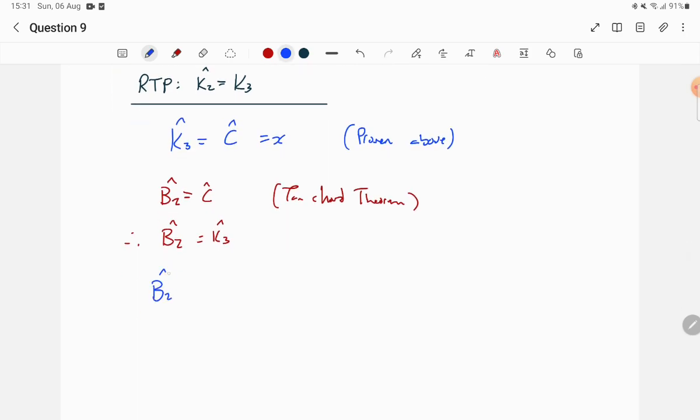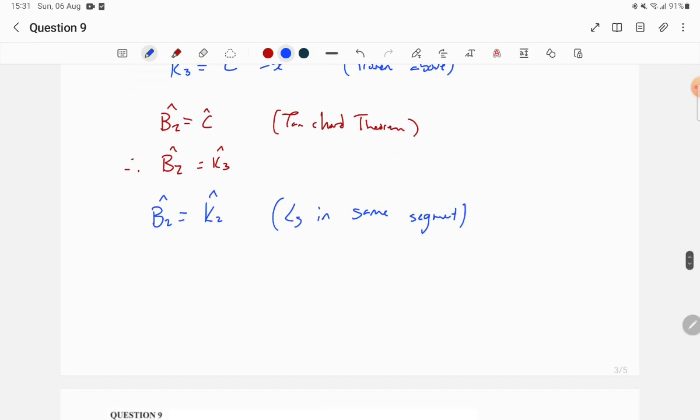B2 is equal to K2, angles in the same segment, and therefore K2 is equal to K3. And because they are equal, that means that TK bisects, which means cuts exactly in half, angle AKB.